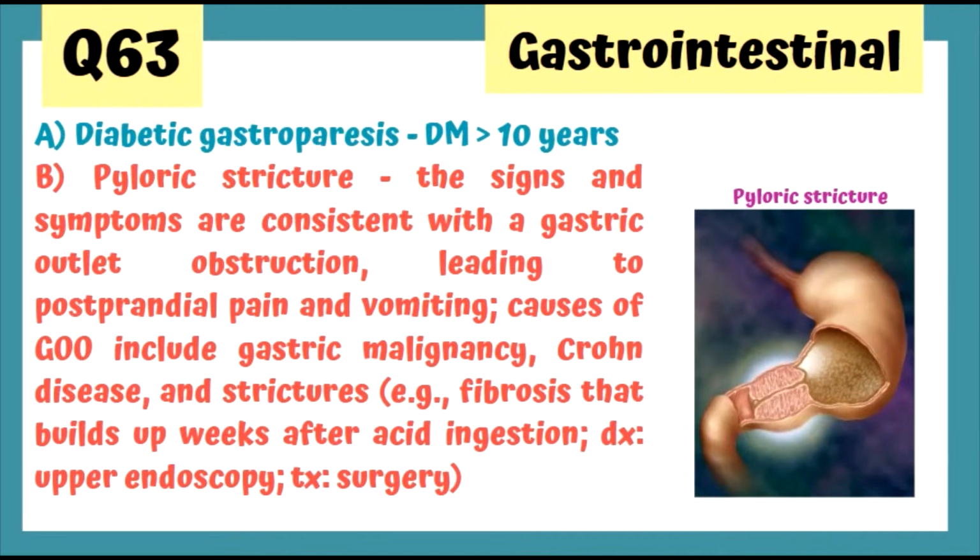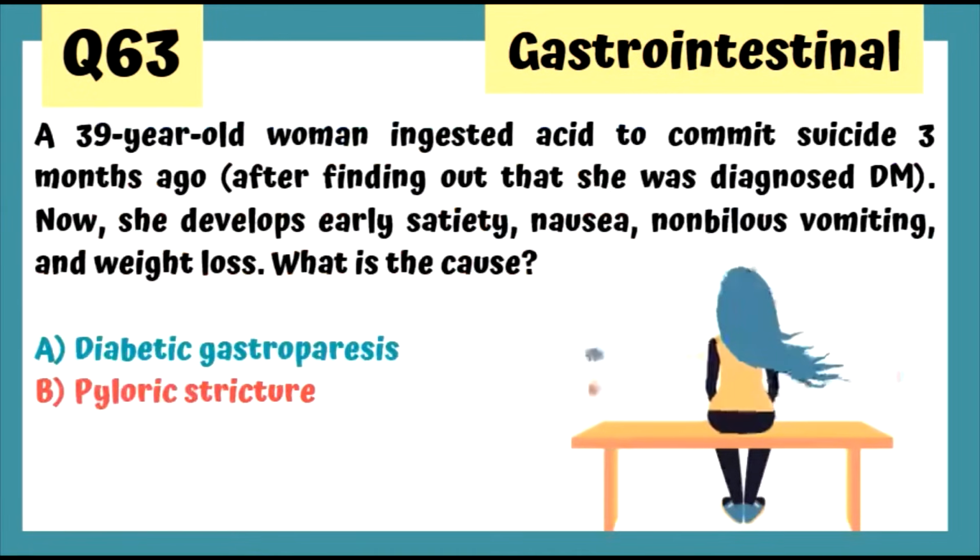Diabetic gastroparesis wasn't the right answer because that usually presents 10 years later. The lady in our question over here developed it 3 months later. That's more in the direction of pyloric stricture.